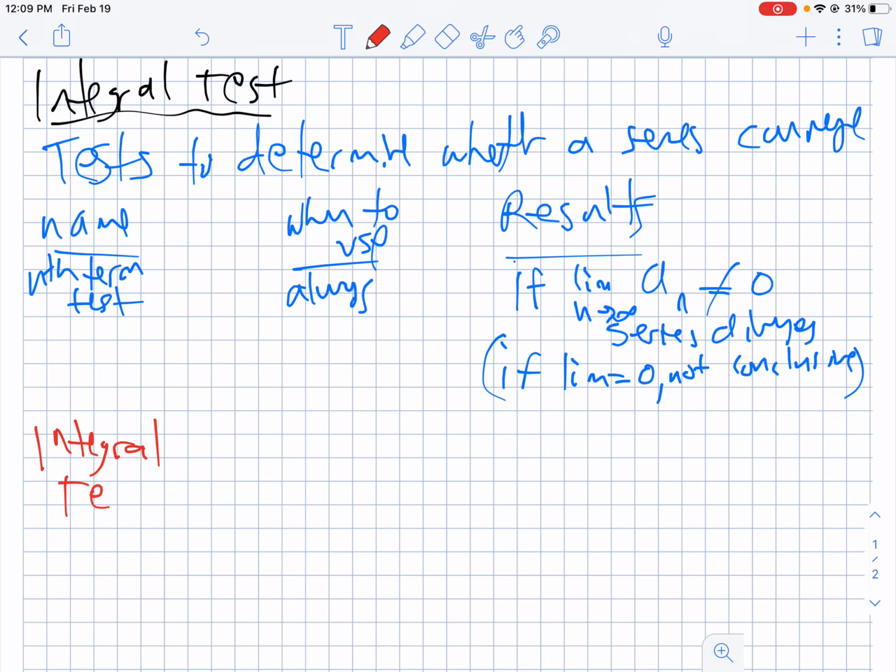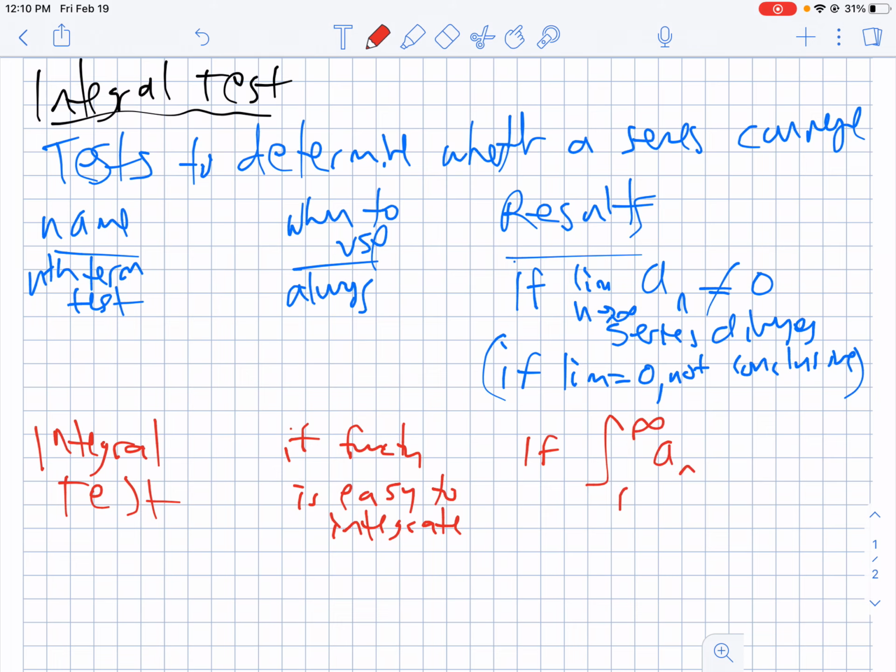So we're going to combine our love for series with our love for integrals. You should use the integral test if your function is easy to integrate. Basically, we're comparing a relationship between the integral and the infinite sum. It says this: if you take the integral from 1 to infinity of your terms, and that converges, then so does the sum.